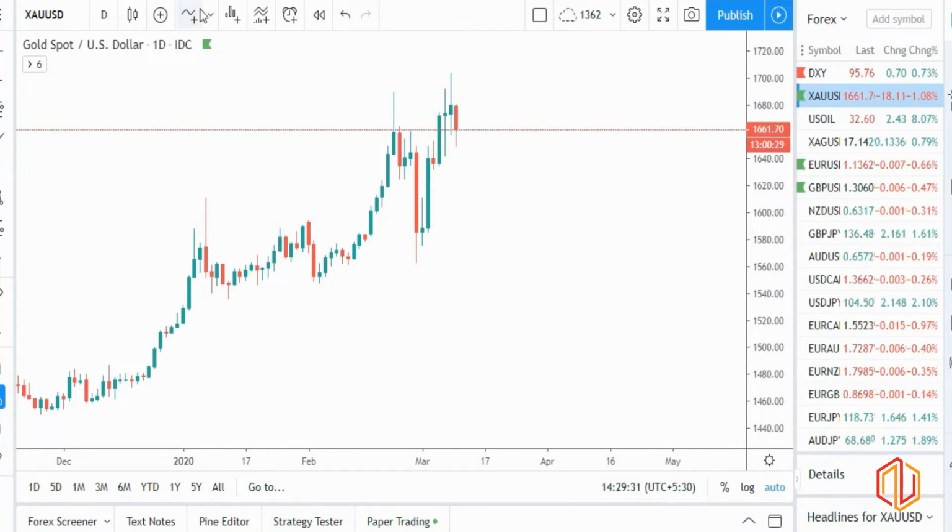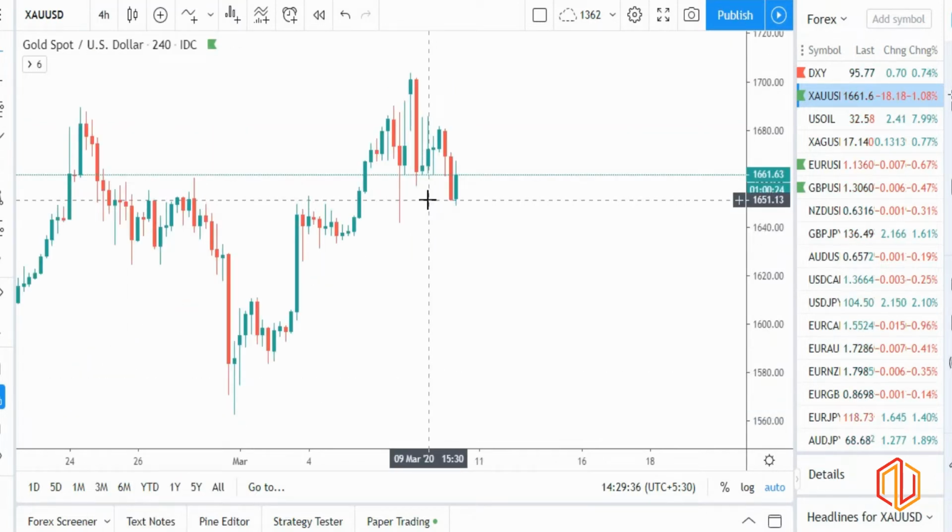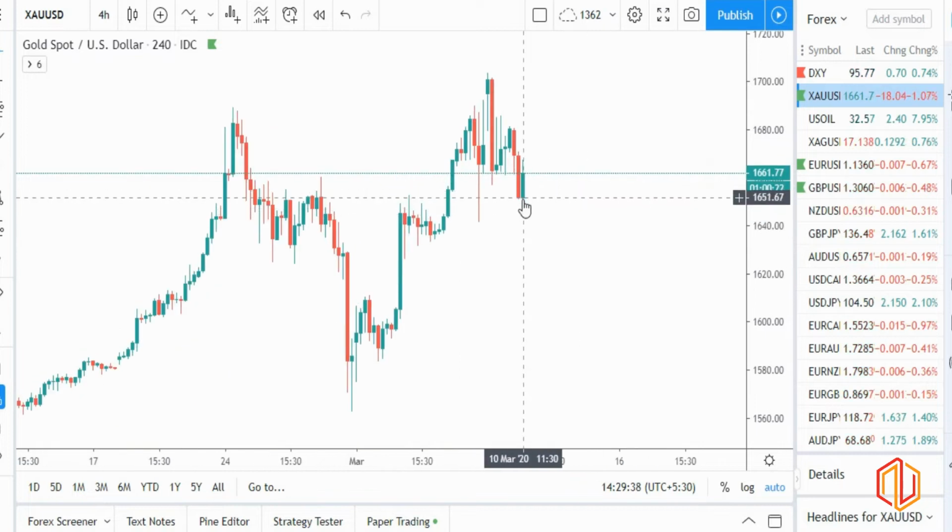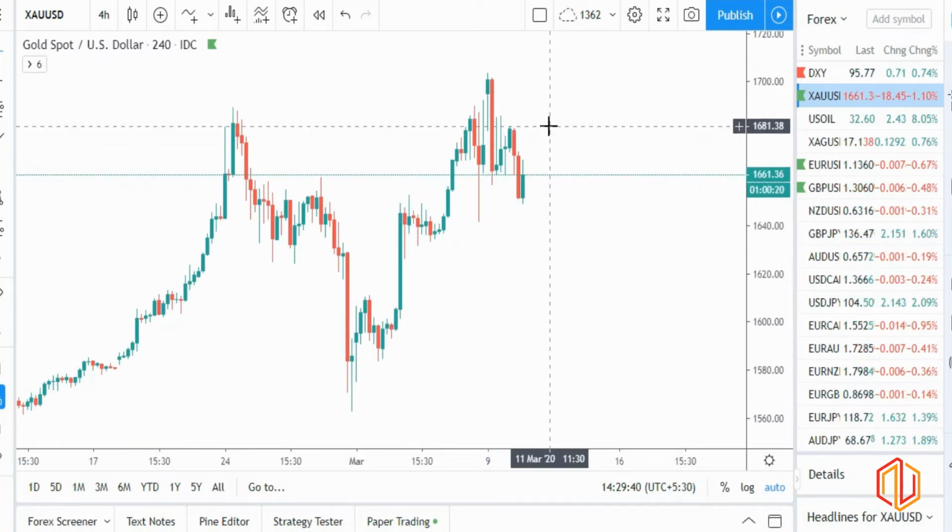1660 holding good, I'm expecting the market to start the uptrend again. It should be taking support here. Once we have a breakout above 1681 with a body dominating bullish candle, I would expect the market to make a new high on the gold chart.